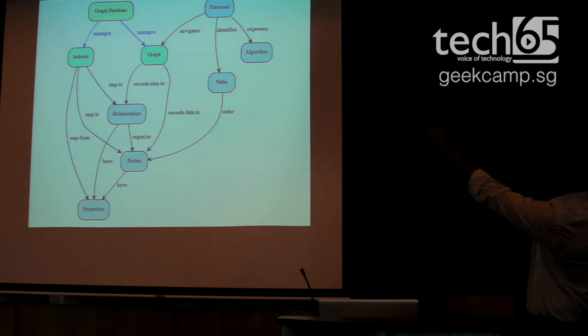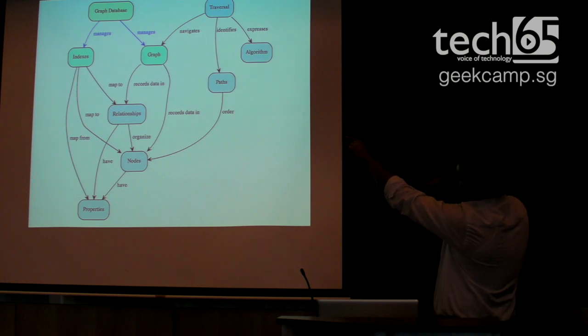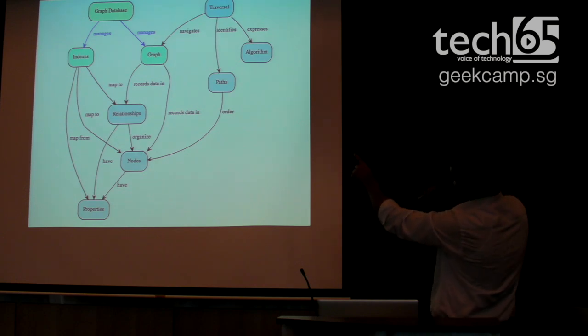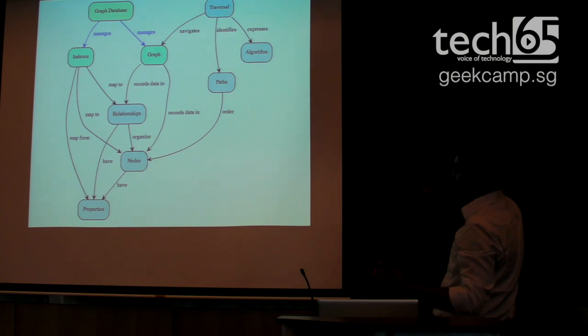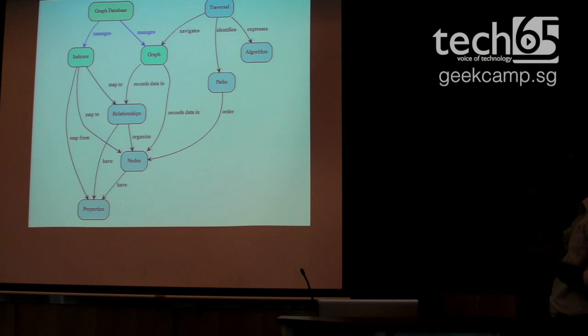So we're saying that a graph database manages two things, indices and graphs. Now you can index a relationship or you can index a node. The graph consists of two things, relationships and nodes. Both relationships and nodes can have properties. Now let's ask a few questions.